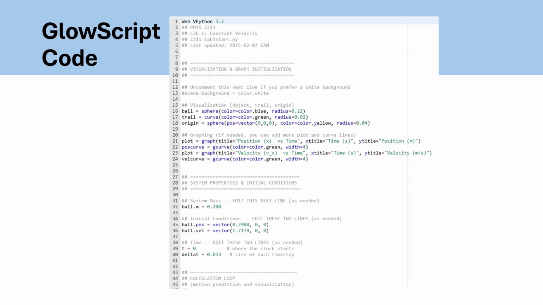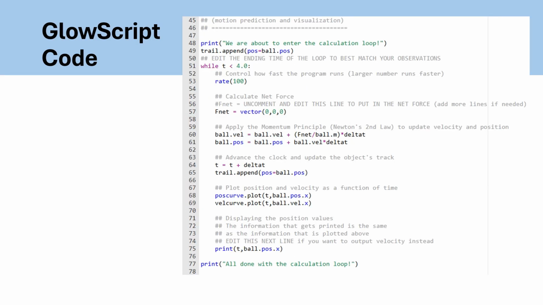This is my GlowScript code. As you can see here at line 32, ball.m, which is the ball's mass, is set as 200 grams or 0.2 kilograms, and then the ball's position is set at the vector. That is my initial condition, and then the ball's velocity is also, again, the initial velocity that I studied. It will start at 0 seconds, as I said, and then the delta t, or the timestamp, will be 0.033 seconds.